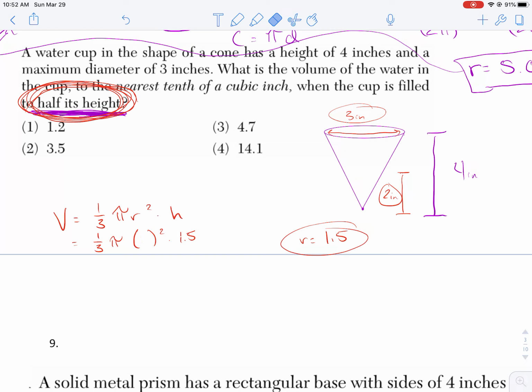Oh, good Lord. Did you guys see my mistake? Jeepers. Okay, let's try that again. 1/3 times 7 pi. It's 1.5 squared times 2. There it is.